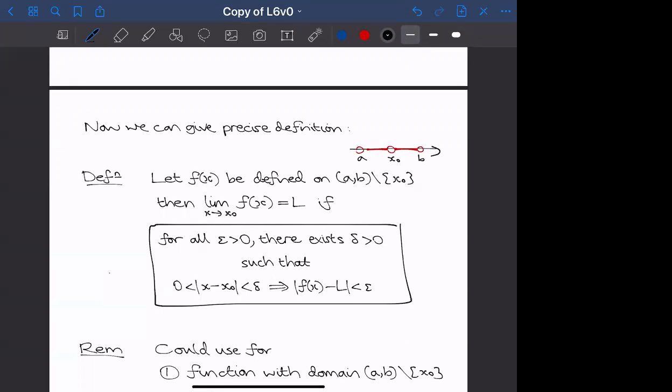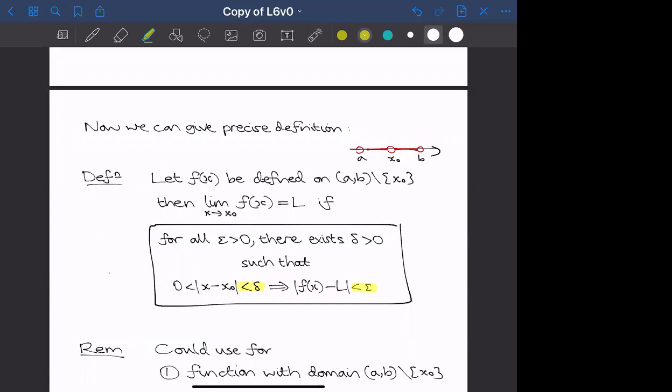So x is close to x0. The distance of x from x0 is less than delta, forces f(x) to be close to L. The distance of f(x) from L to be less than epsilon. And the idea, as I say, is that for all epsilon, however small, there exists some delta which makes this true.